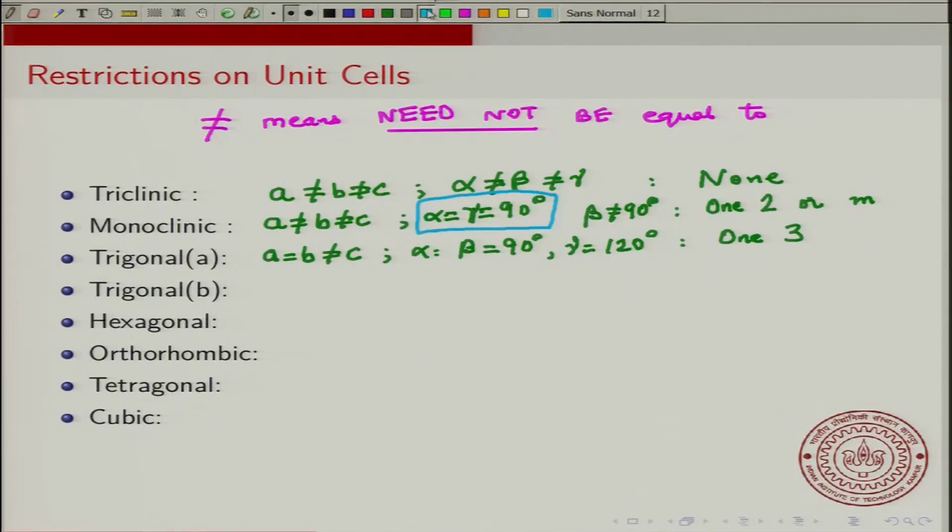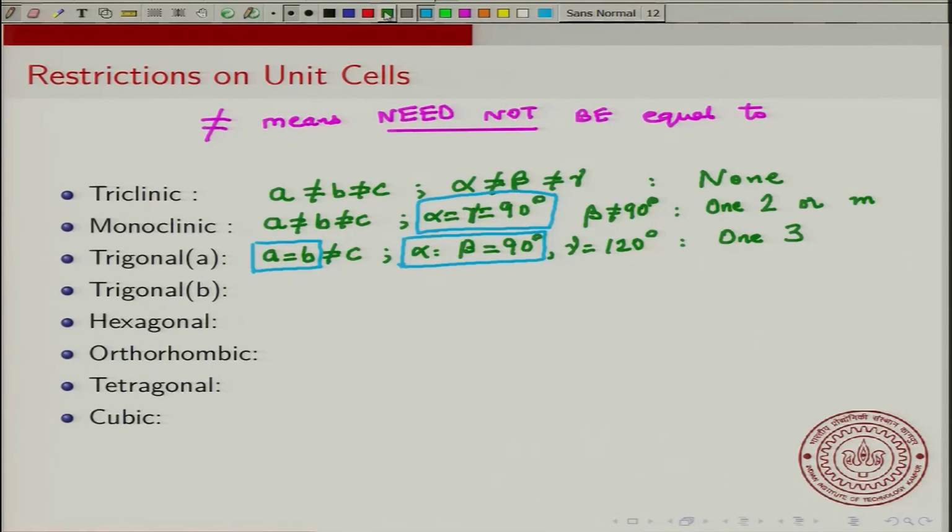Okay. And again let me circle the restriction. So, the restriction says that A has to be equal to B and alpha has to be equal to beta equal to 90 degrees. Okay. So, clearly in a cubic system A is equal to B and alpha equal to beta equal to 90 degrees. Okay. So, a cubic system can also be a trigonal system. Okay. So, that is to be kept in mind.